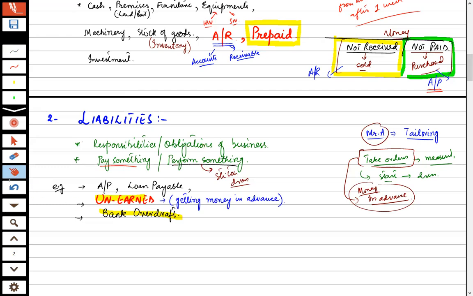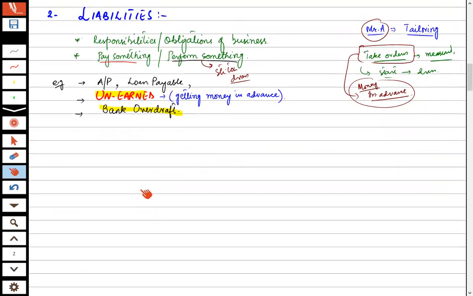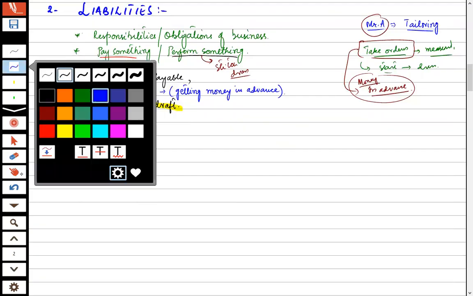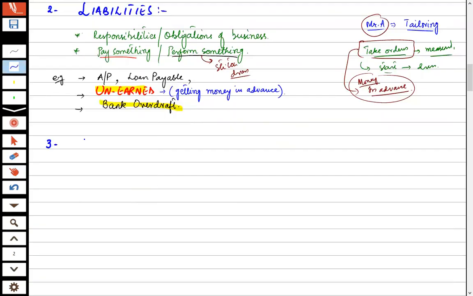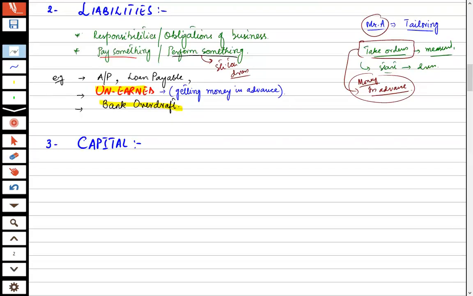No. Done. Now let's move towards the third account, and that third account is known as capital. What is capital? Tell me briefly. Many students have a rough idea or rough information about this capital. What is capital?